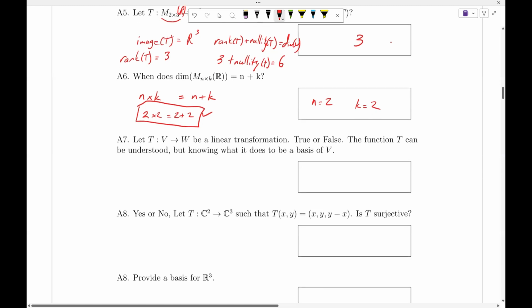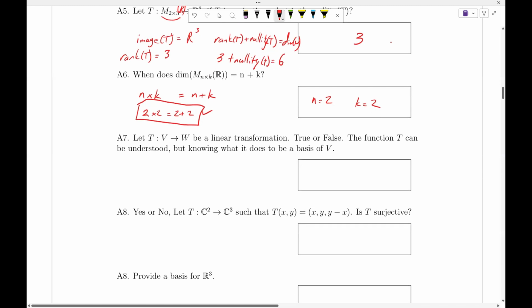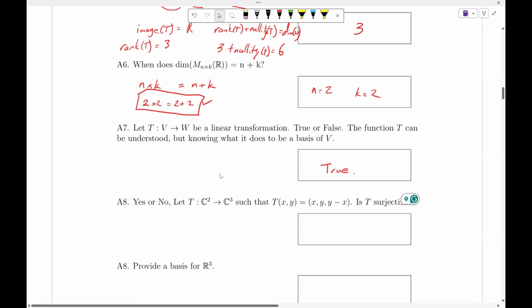For A7, if we have a linear transformation T, the function can be understood by knowing what it does to a basis. This is true. If we define T by what it does to a set of basis vectors, and we know it's a linear transformation, it's completely understood by what it does to a set of basis vectors. In fact, this is how we create the matrix representation of a linear transformation.